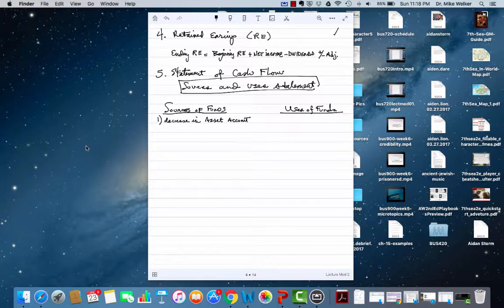So we decrease an asset account. The opposite would be that we're using funds if we increase an asset account. So I'll say plus asset account.